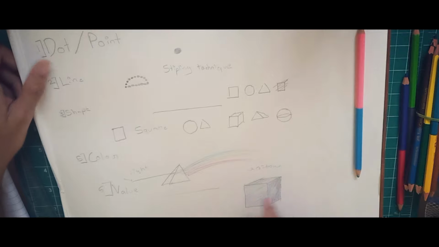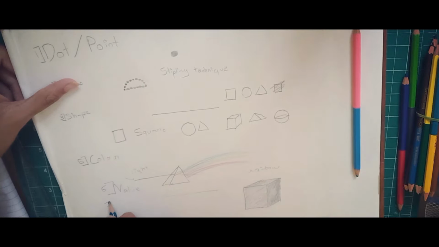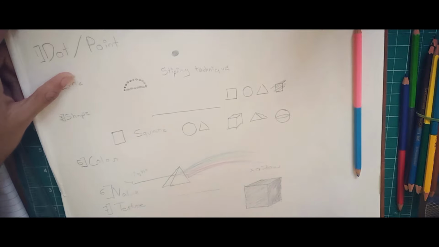Now the seventh thing which we are going to talk about is texture. Now texture, it's not that easy to represent in a drawing. Texture is something that we feel. Like when you touch a wooden surface, it feels like wood. And when you touch cement or something smoother, it feels seamless. Your hand just slides across it.